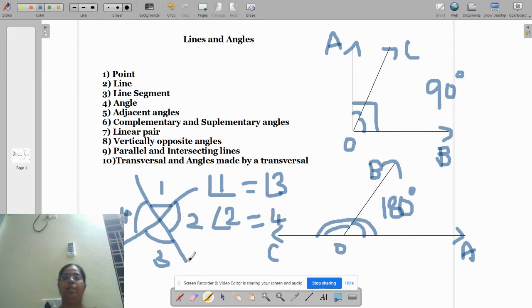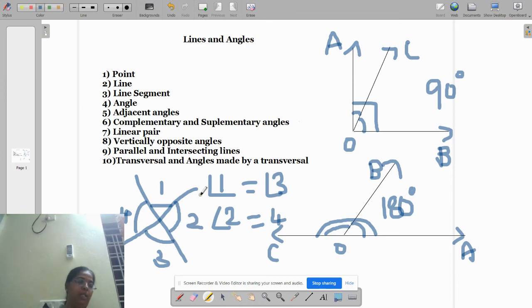What are vertically opposite angles? When two lines intersect each other, you will get four angles. So, angle 1 and angle 3 are called vertically opposite angles, and angle 2 and angle 4. Vertically opposite angles are angles opposite to each other with a common vertex formed by intersecting of the two rays.